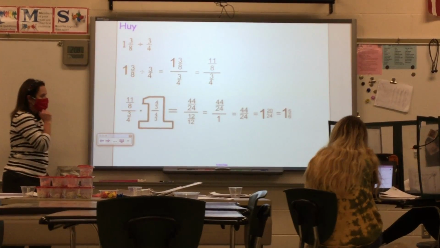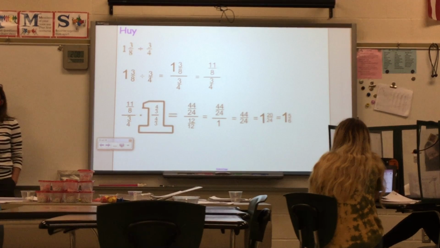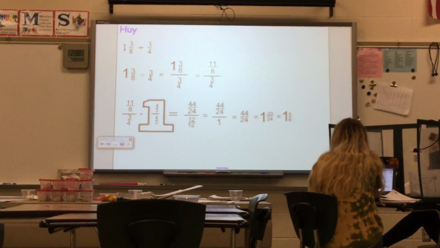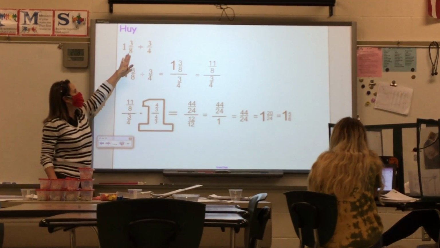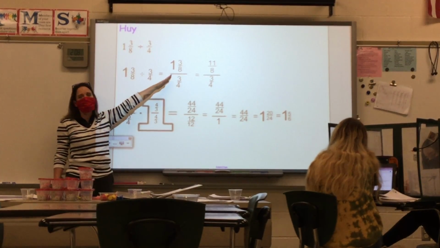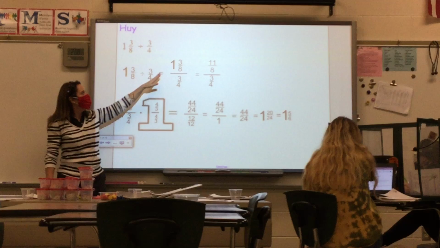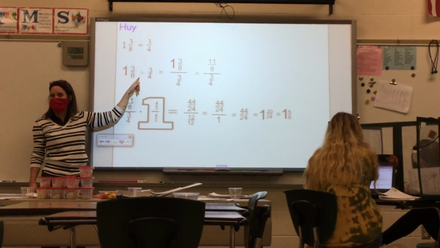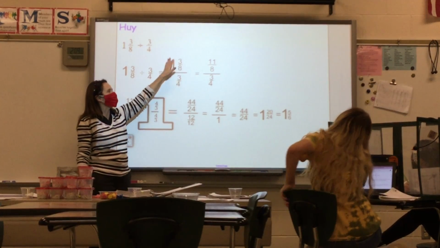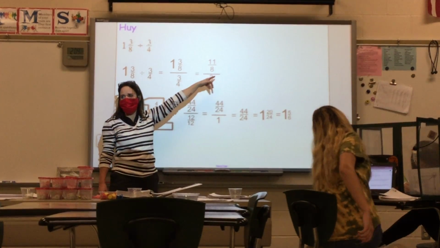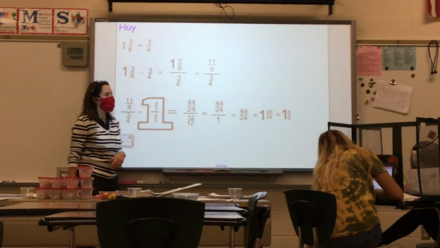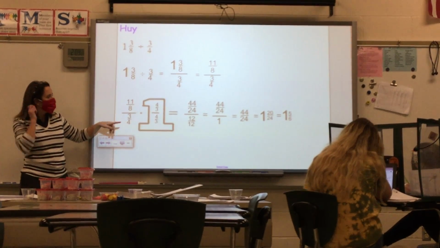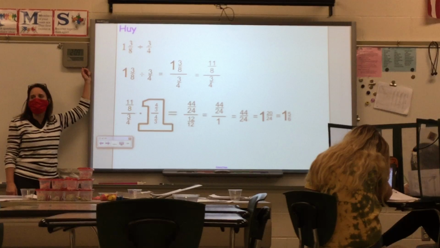Hugh's method. If you are okay with reciprocals and giant ones, you might like Hugh's method. So Hugh, same problem. He just wrote it as one big fraction problem. 1 3/8 divided by 3/4. Remember that division sign can also be our fraction bar? Then he changed it. Wait a minute, I know 1 3/8 is 11/8. 11/8 divided by 3/4. Look at his super giant 1.